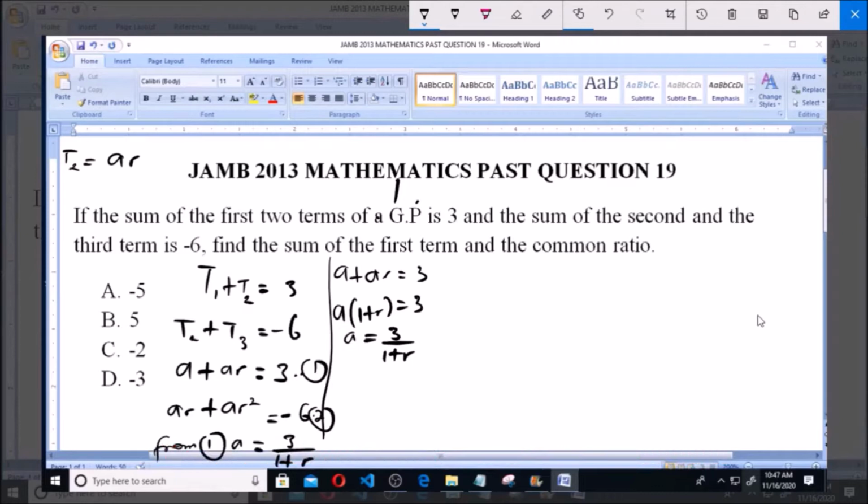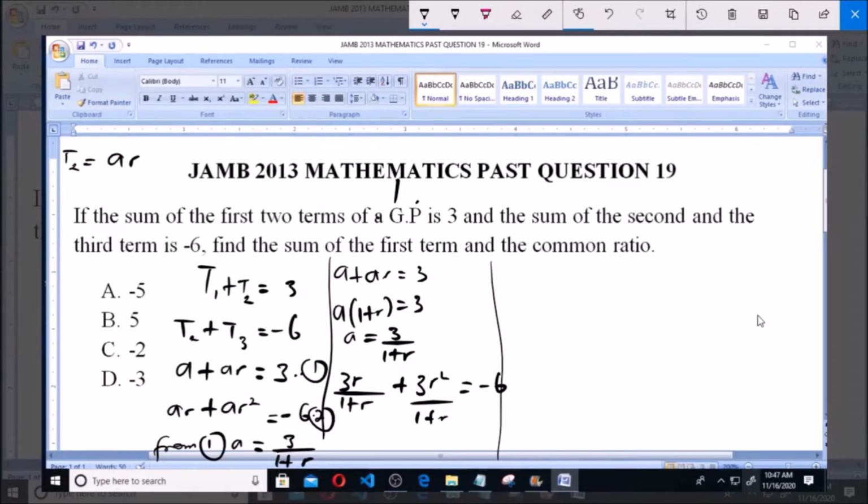Now we'll substitute this for A in equation 2. That means wherever we see A in equation 2, we put 3 over 1 plus R. So now equation 2 says AR plus AR squared, and that will be 3R over 1 plus R, then plus 3R square over 1 plus R equals to minus 6. So we've replaced A with what? 3 over 1 plus R.